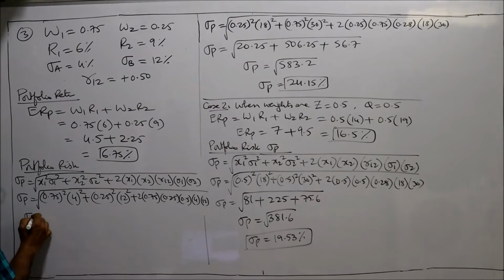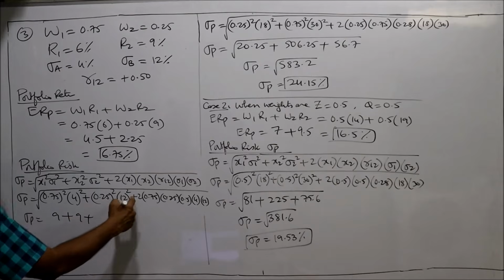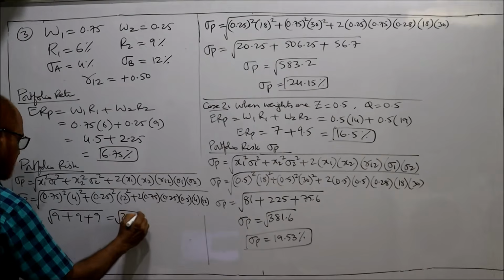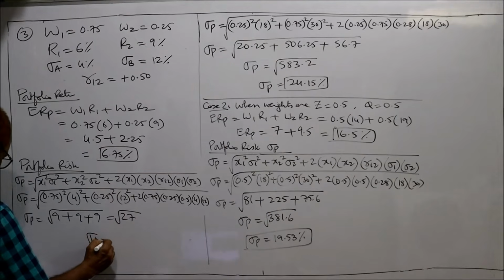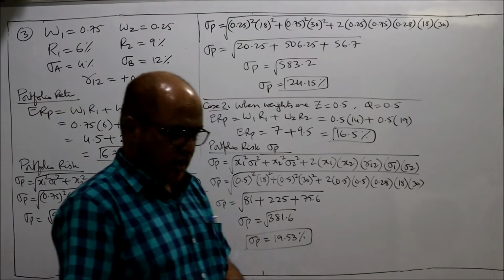Now simply you have to multiply. We will square 0.75, then 4 squared is 16, multiply them and you will get the value 9. Plus first of all square 0.25, and square 12, 12 12s are 144, multiply both and you will again get 9. Multiply all these terms, you are going to get 9. 9 3s are 27 under root. Then sigma P is equal to 5.2%. This is the portfolio risk.